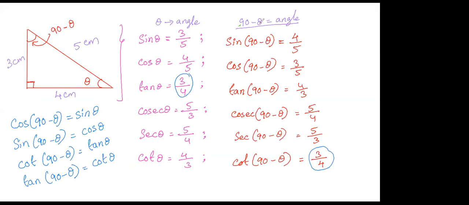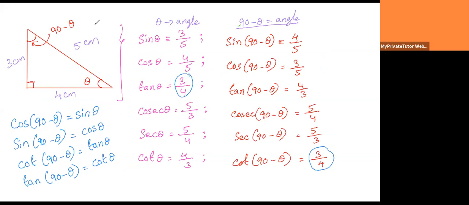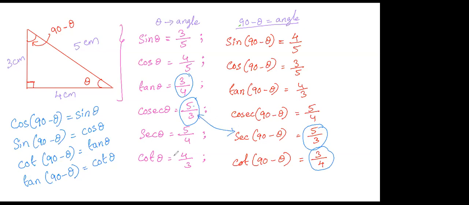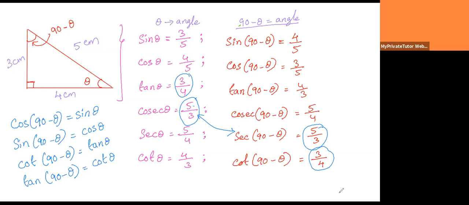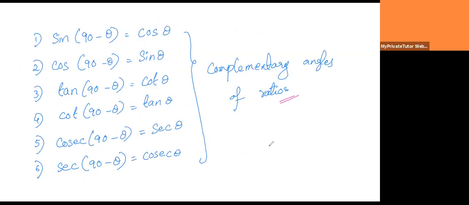So if you have any confusion, please refer to this. If you compare any of the values, we are comparing the cosecant here. The cosecant value is 5 by 3, versus 1 over 5 by 3. You can see that the secant of 90 minus theta is the same as cosecant theta. That's what I have written separately, guys. These are the complementary angles of trigonometric ratios.